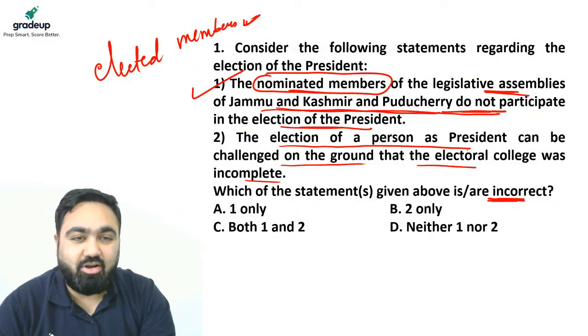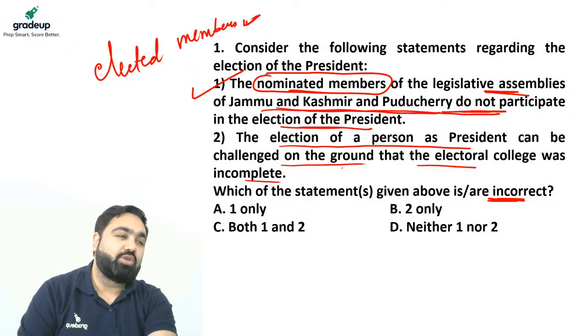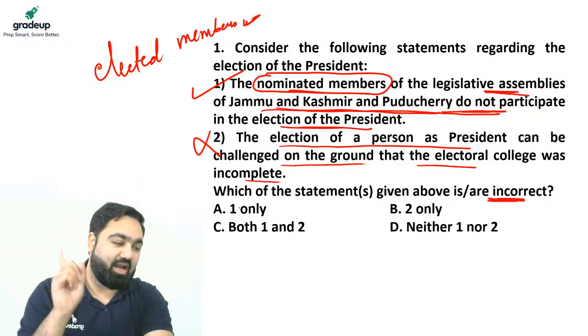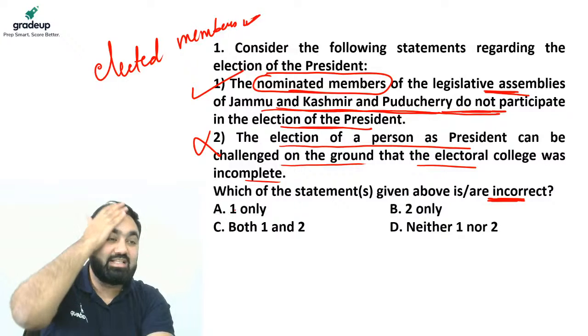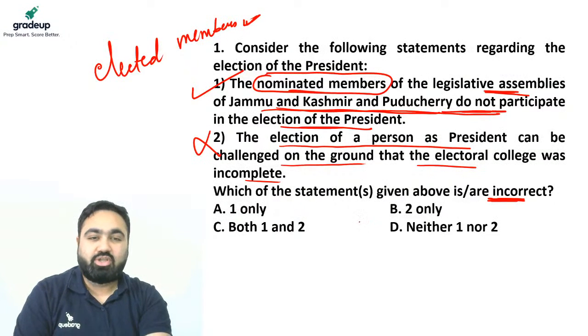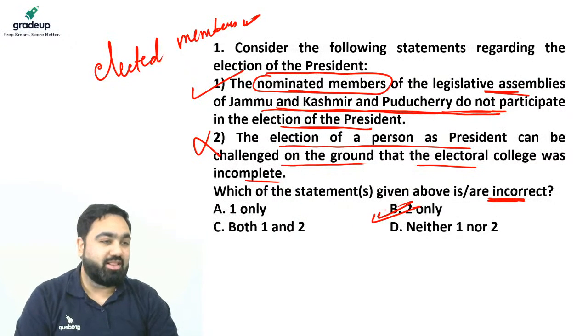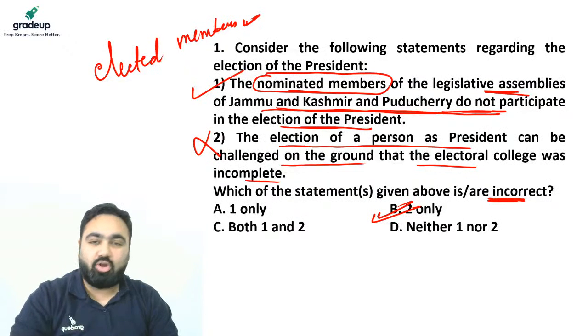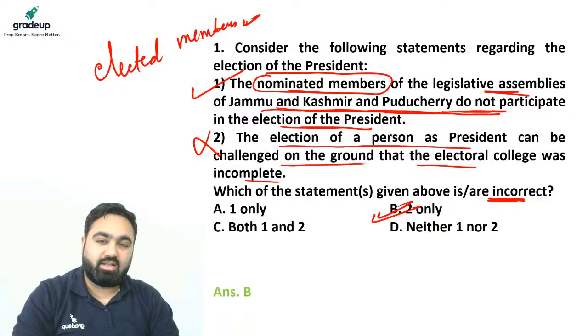Second, the election of the president can be challenged on the ground that the electoral college was incomplete. This is incorrect. It cannot be challenged on the ground that there was a vacancy in the electoral college. So the correct answer here is B. You have to tell the incorrect one. The answer here is B. Good job, guys.